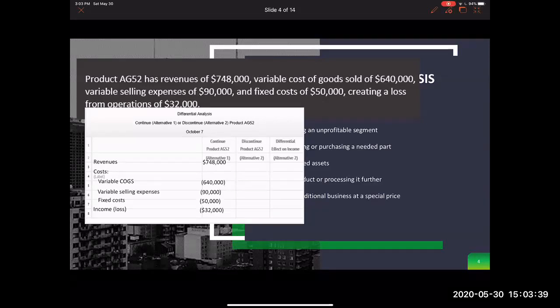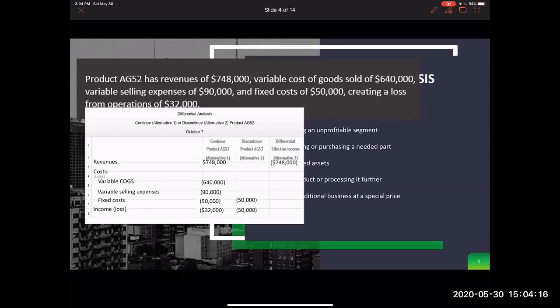Now, if we discontinue this product, remember, we're not going to have any revenue, right? We're no longer making it, so it's going to be 0. Our variable selling expenses are dependent on whether we sell it, and because we're not selling it, all of our variable costs will be 0. And remember, when we are discontinuing a product, fixed costs will remain the same no matter what. So our overall loss is $50,000 if we discontinue this product.